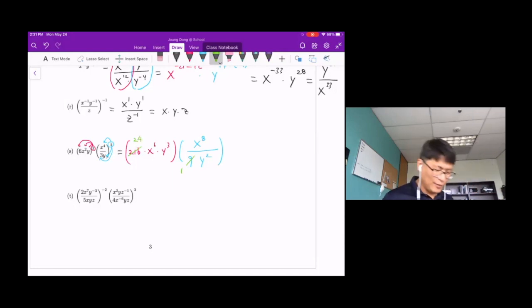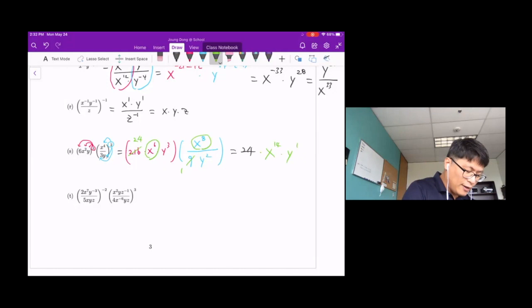24, right? Okay. So the coefficient is already decided, which is 24. Then now we're going to take care of the like terms. Can you find the like term first? X term. There we go. So that is x to the 6 plus 8, which is 14. Then what about y? Definitely it's a subtraction because it's a quotient, right? 3 minus 1, which is 2, which is 1.